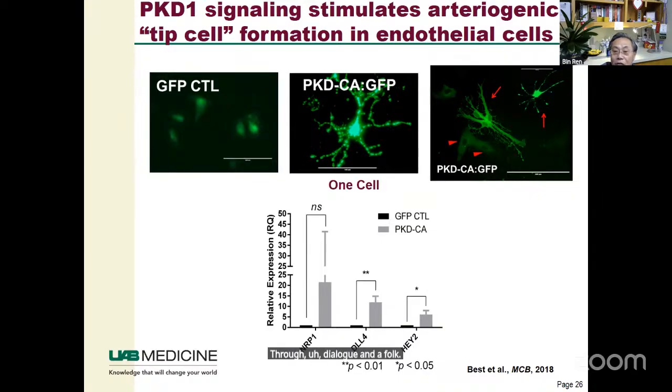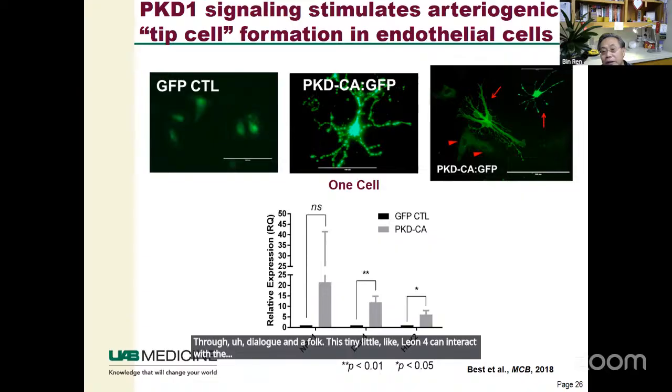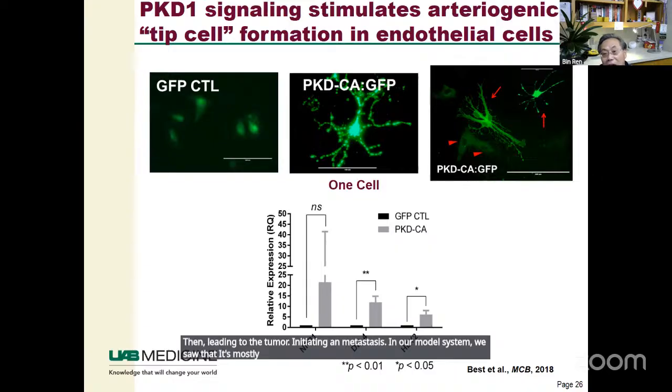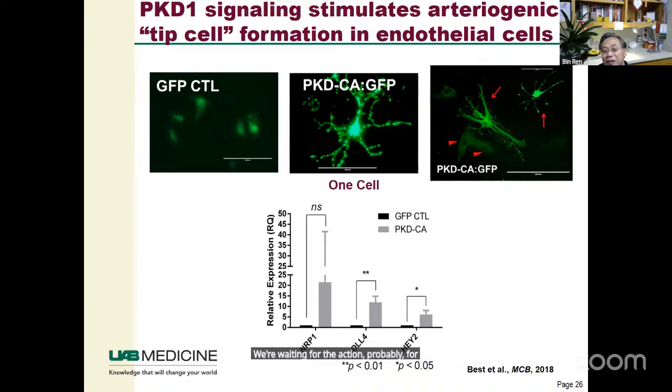This ligand 4 can interact with the cancer stem cell-like cells, like basal cell-like cells. They induce the transformation of basal cell-like cells into real cancer stem cell-like cells, then leading to tumor initiation and metastasis. In our model system, we saw that it mostly affects lung metastasis. We are waiting for NIH funding for the study.